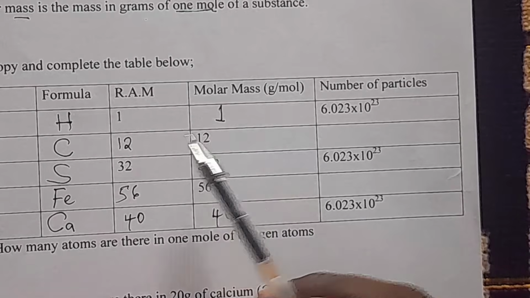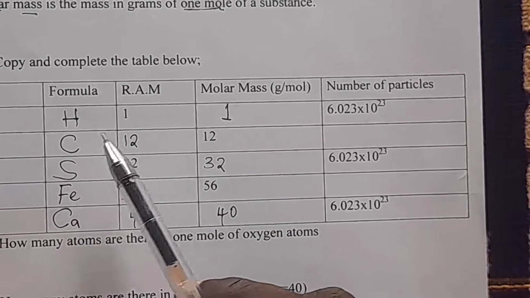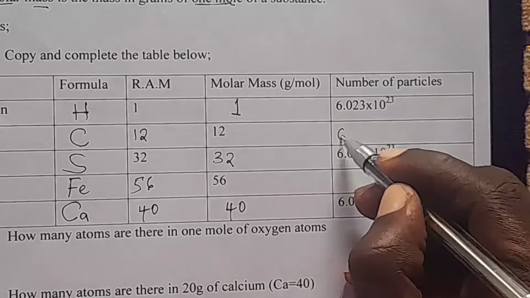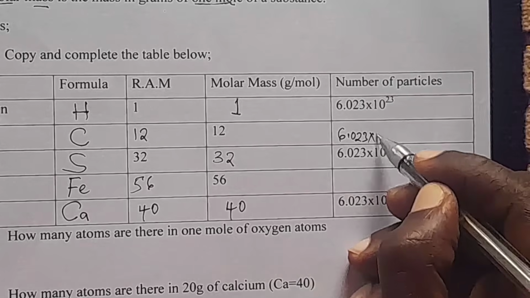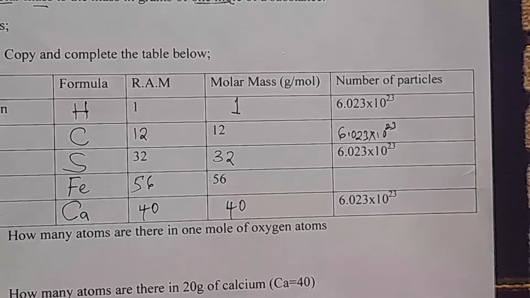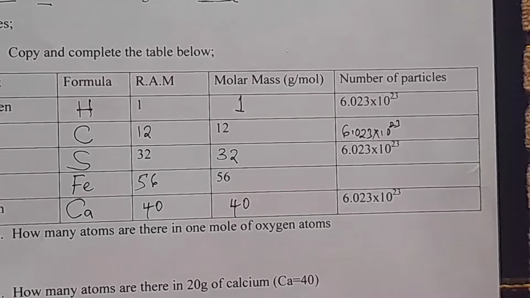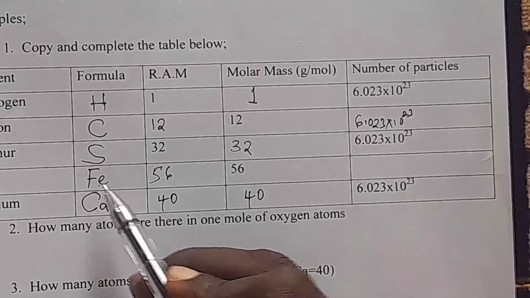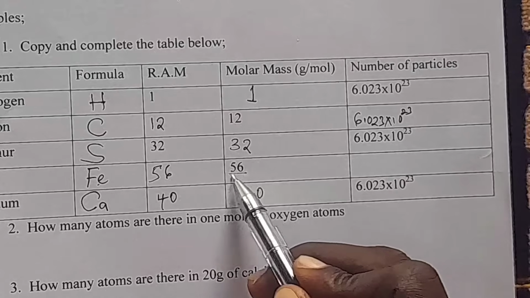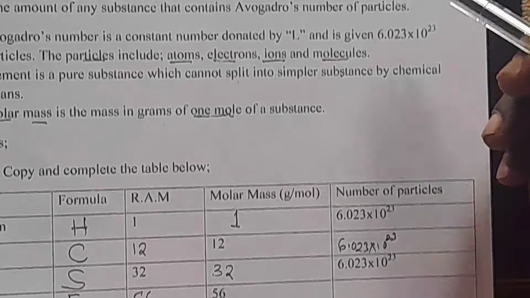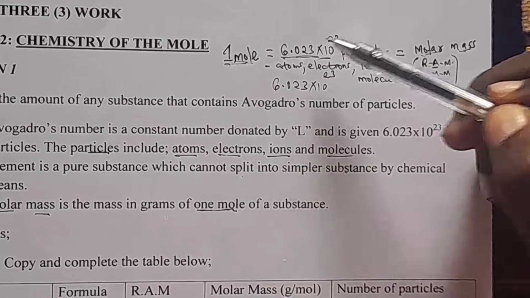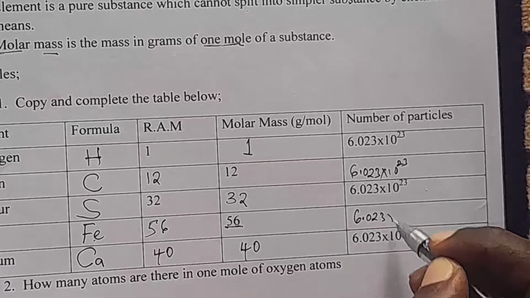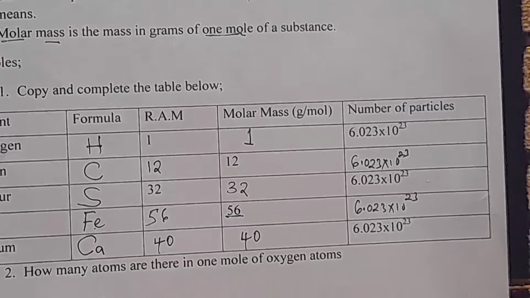So that means when you're dealing with carbon, which is an element, and the molar mass of carbon is 12, the number of particles will be 6.023 times 10 power 23 number of particles, because this number of particles is a constant. Then if you are dealing with iron and the molar mass of iron is 56, it is just equal to 6.023 times 10 power 23 number of particles. So we are done with that question.